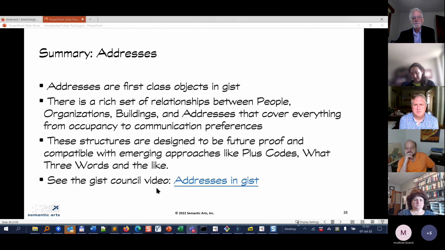Right. Okay, summary. So we have addresses as first-class objects in GIST. Now, I didn't emphasize that when I started this conversation, but people typically just have addresses as text in a field, right? So in OWL, text isn't a thing per se that you can say things about. We have addresses as first-class objects that have unique text, but they are not text inherently.